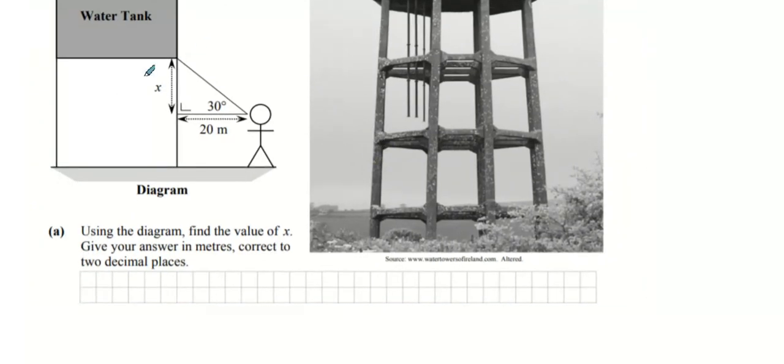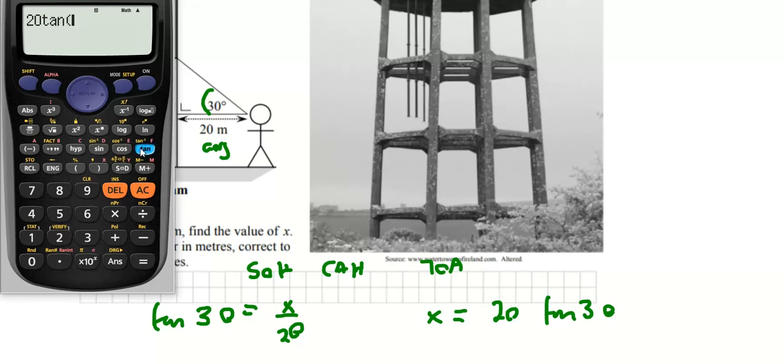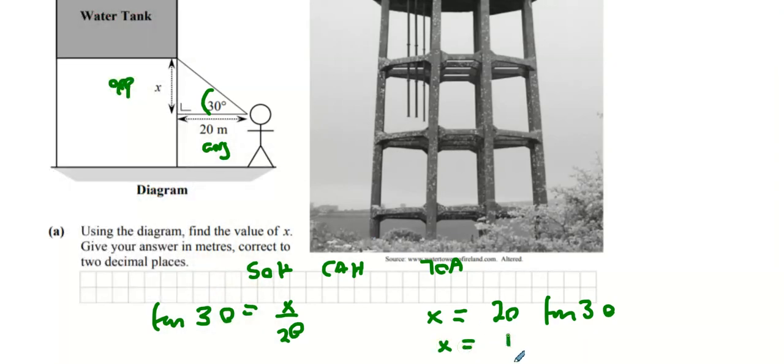So x is the opposite, 20 is the adjacent, and 30 degrees is the angle we're using. So we're going to use tan, because we're using the opposite and the adjacent. So tan 30 is x over 20. Bring the 20 up and we get x equals 20 tan 30, which is going to be 11.55.